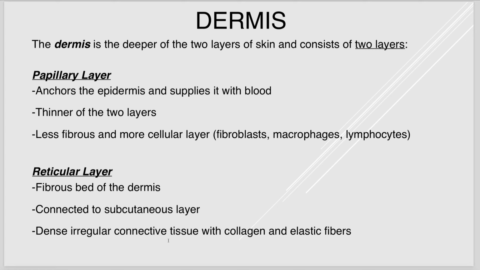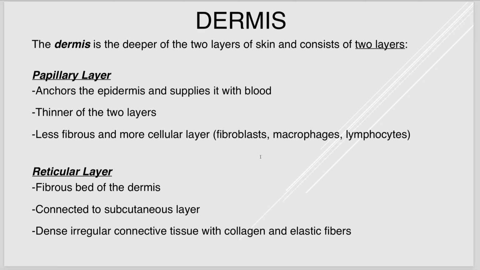So the dermis, this is the deeper of the 2 layers, and it itself has 2 layers. It has a papillary layer and a reticular layer. The papillary layer is going to basically supply the epidermis and anchor the epidermis. It's going to supply the epidermis with blood and also anchor it. It's the thinner of the 2 layers, and a lot more cells, especially immune cells like lymphocytes and some dendritic cells and macrophages and things like that. Also fibroblasts, which will be important for making fibers, which is important for connective tissue.